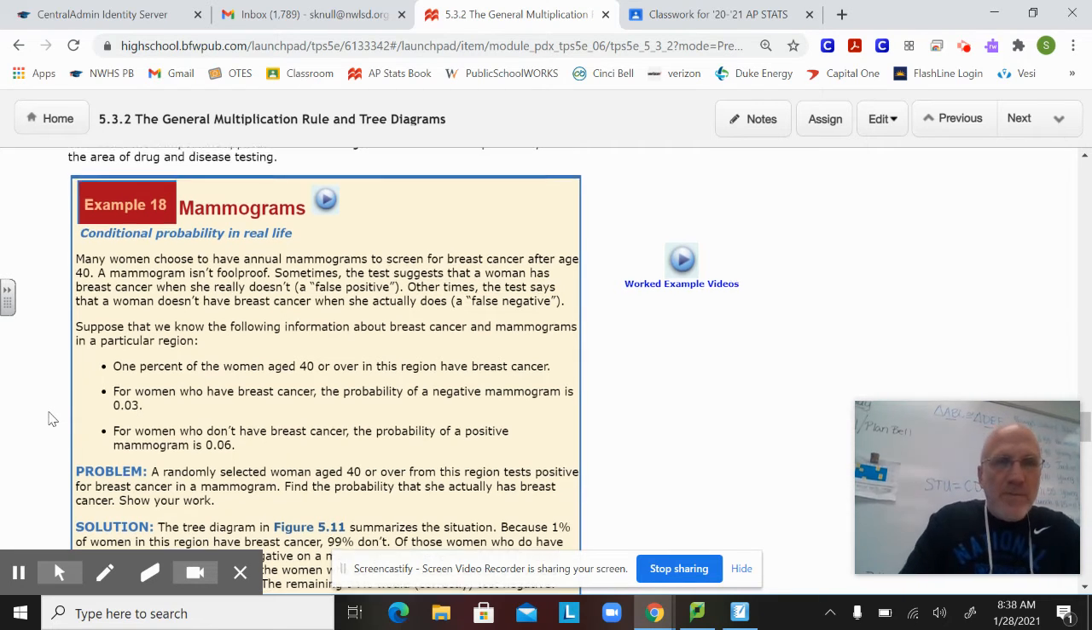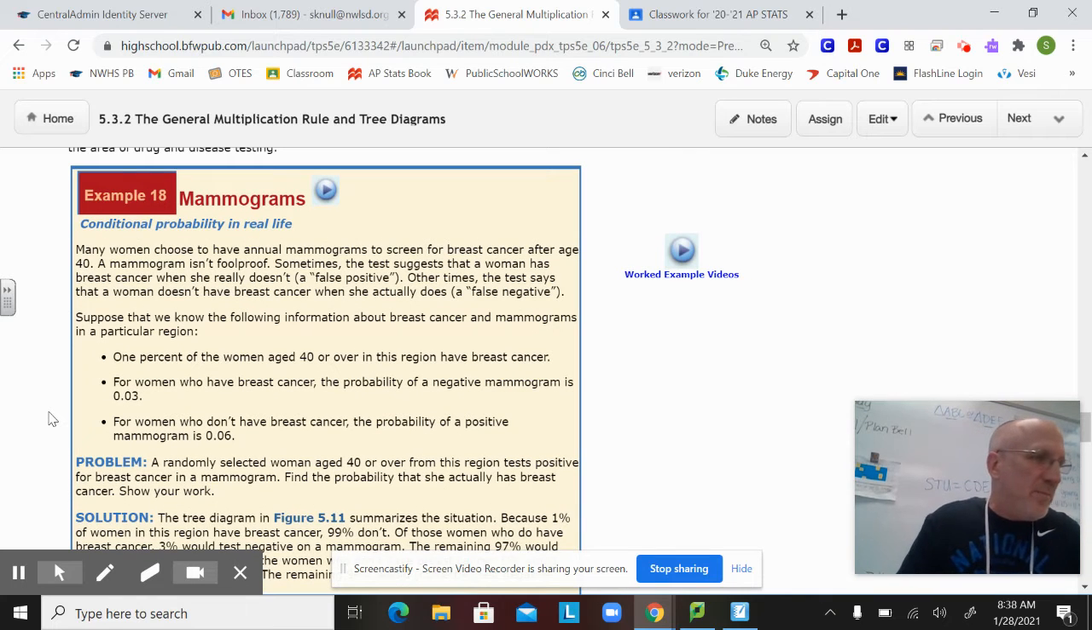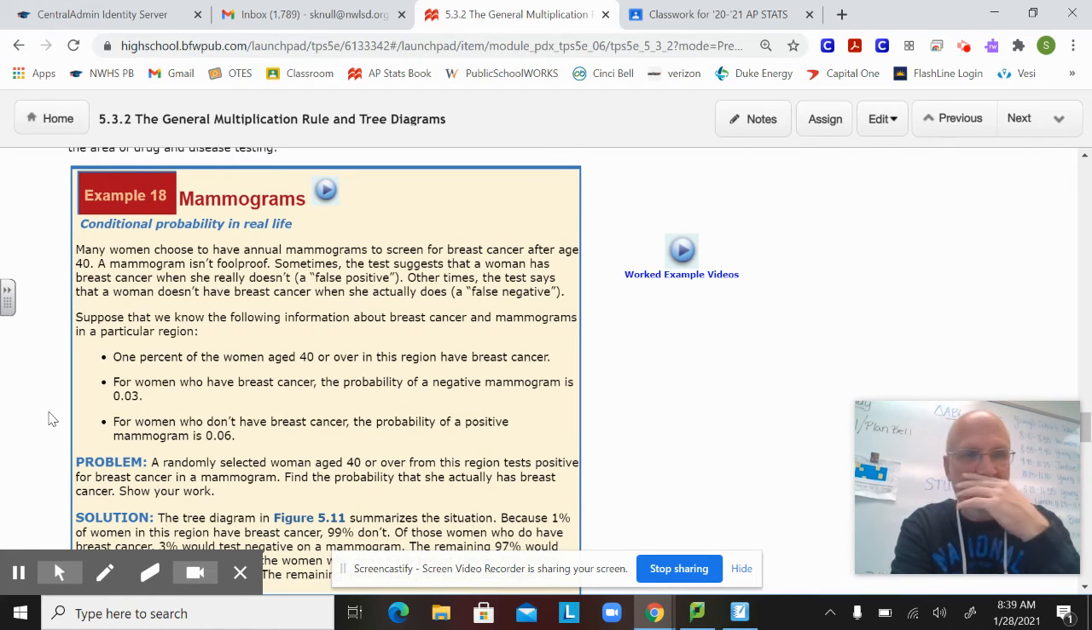All right. So I'm looking at example 18, which is on page 325 in case you care. It says many women choose to have annual mammograms to screen for breast cancer after age 40. A mammogram isn't foolproof. Sometimes the test suggests that a woman has breast cancer when she really doesn't. That would be a false positive. Other times the test says that a woman doesn't have breast cancer when she actually does. That would be a false negative.